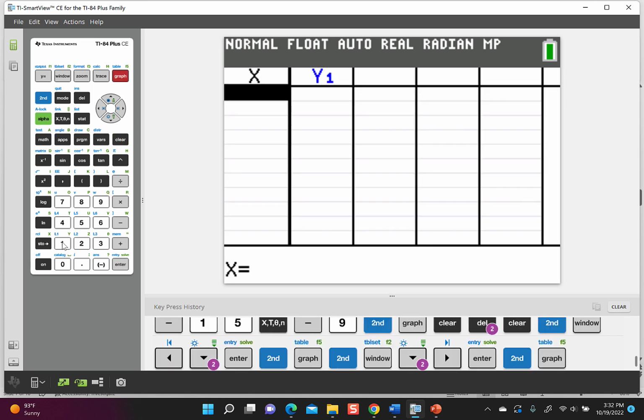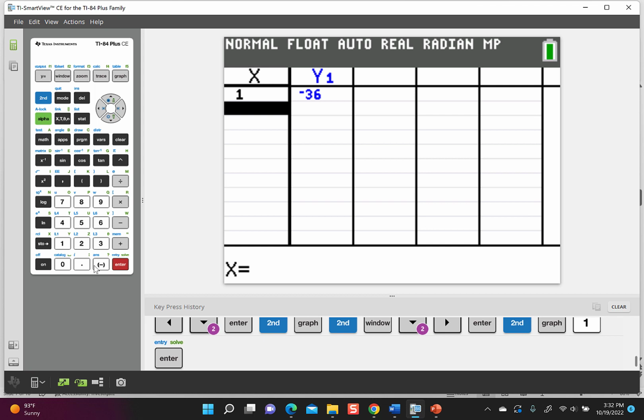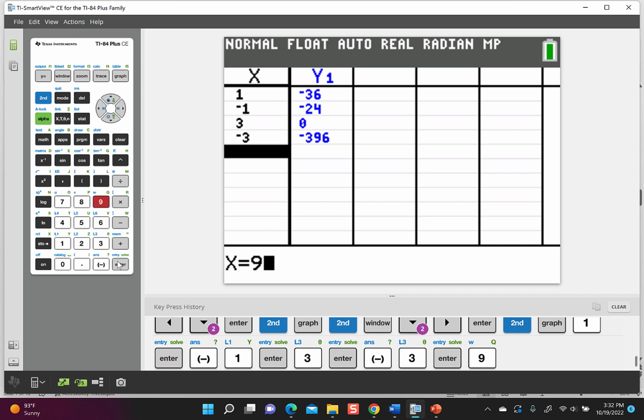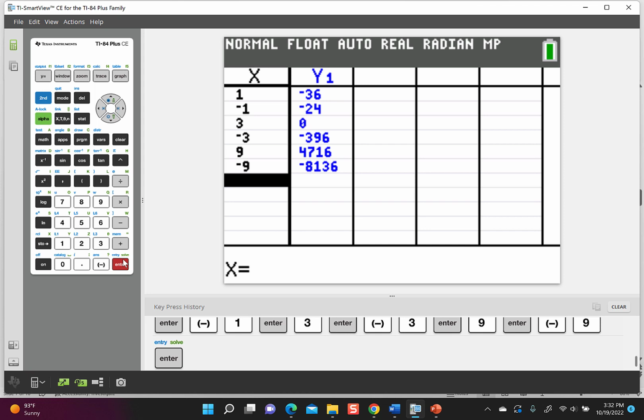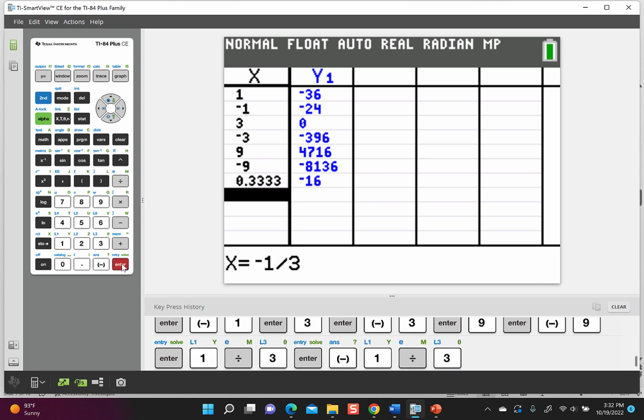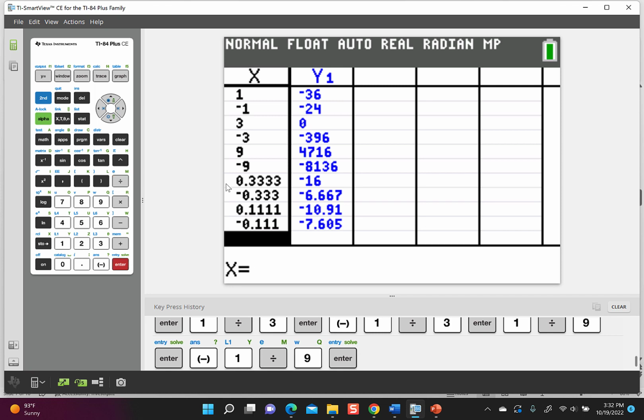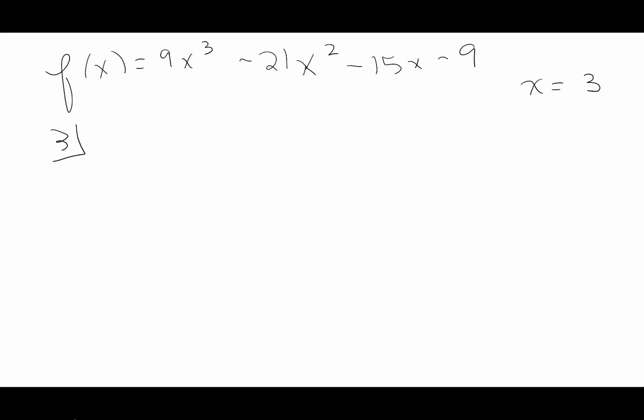So I'm going to put the values I have from my rational roots. I had 1, negative 1, I had 3, I had negative 3, I have 9, and I have negative 9. So with the integer values, I can see that when x is equal to 3, I do have one solution. So we had a couple of fractions. So I had 1/3, negative 1/3, I had 1/9, and I had negative 1/9. The only thing I'm taking back is the x equals 3. So I'm back to my function.